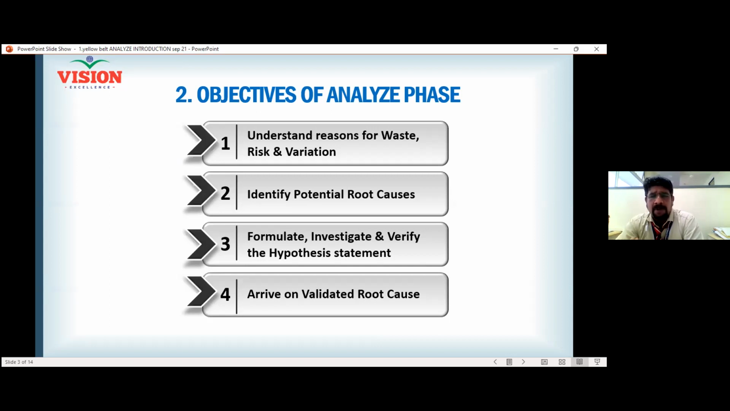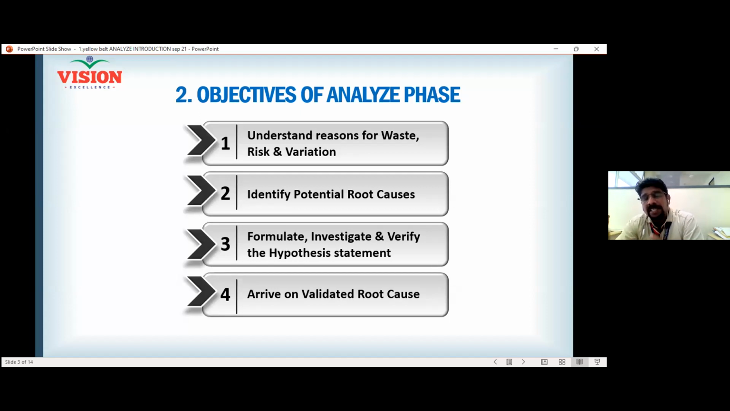So the main and important objective of the analyze phase is that we have to understand the reasons for the waste, for the problem, for the variation in my process, for the deviation in my system. We have to first understand the reason. Without understanding the reason, it is not possible to find a solution. So first we need to understand the process variations. We need to understand the reason for the wastage, the reason for the scrap, the reason for more cutting waste. We have to understand the reason for the more failures which are creating risk. We have to understand it first.